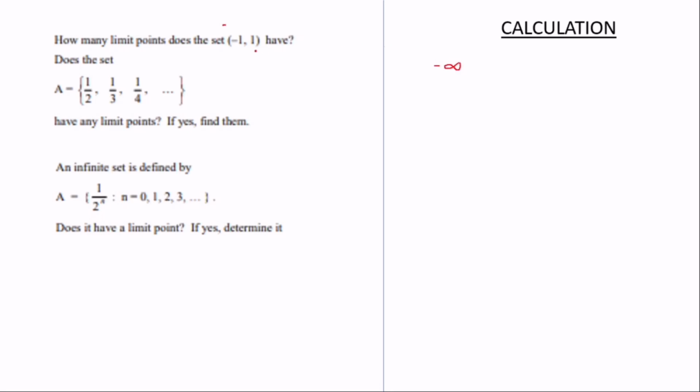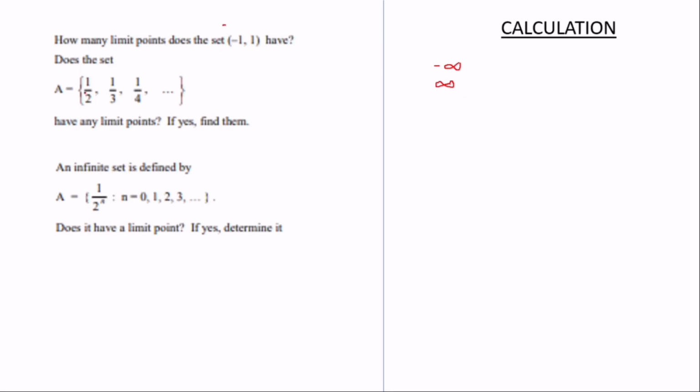And this will be what? Positive infinity. So the limit cannot be -1 and 1 because -1 and 1 are not part of the set. It's an open set. So the limit is negative infinity and positive infinity. Now let's look at this.